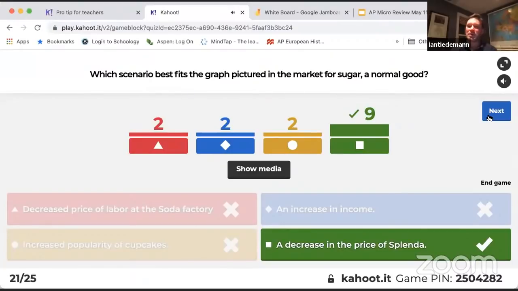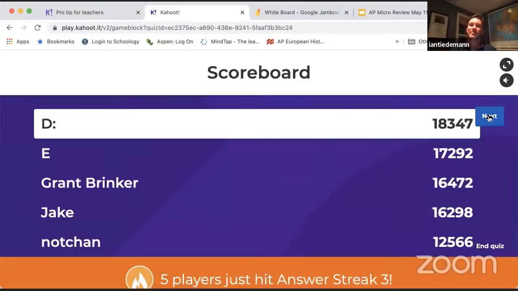All right. So we need to see something that decreases demand. An increase of income increases it. A decrease in the price of labor at a soda factory is a supply issue. Increased popularity of cupcakes would increase demand for sugar. We're only left with one, and that is the decrease in the price of a substitute good.